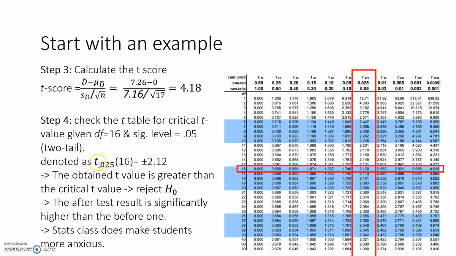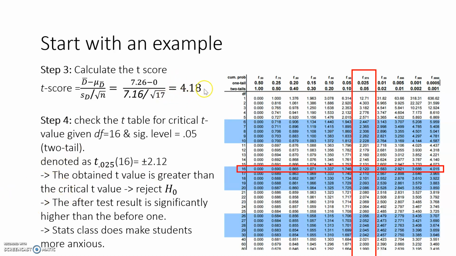And we denote this t-value as t with the subscript of 0.025, because we want to divide this 0.05 by 2 because it's a two-tailed test. And then in parentheses, 16 indicates the degree of freedom. And then we want to check this t-table. First, spot 16 as the degree of freedom, and then look at this column with two-tailed test at the significance level of 0.05. Okay, and then the critical t-value we have here is positive and negative 2.12.